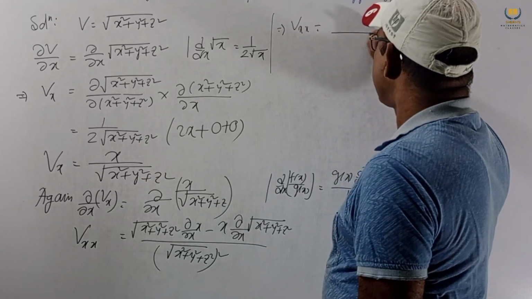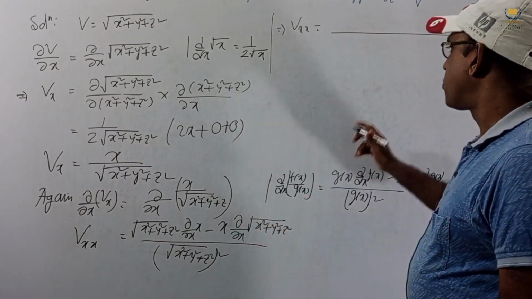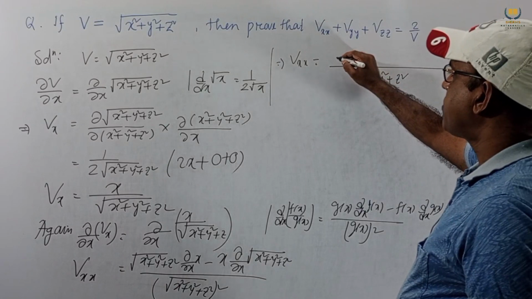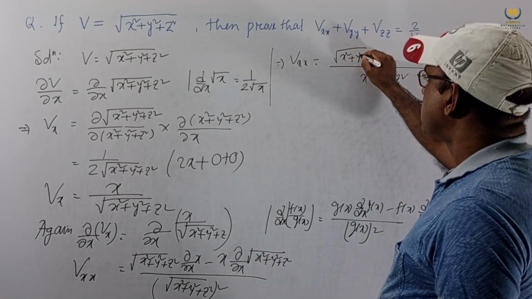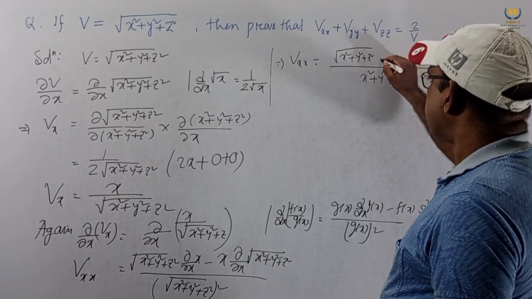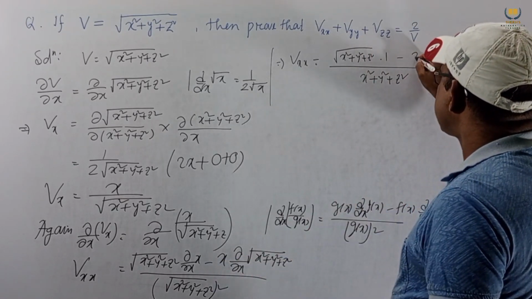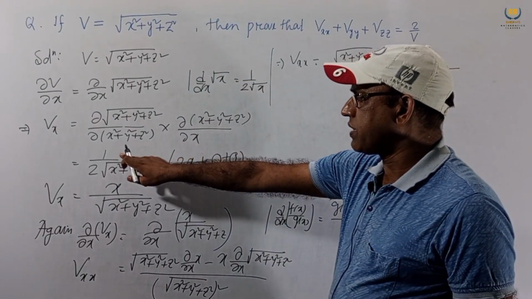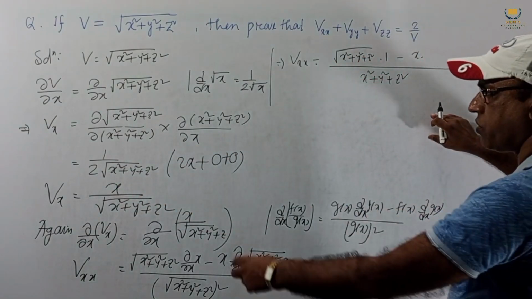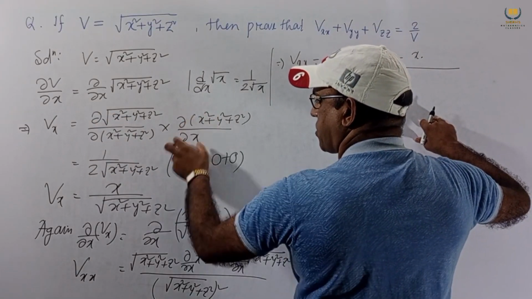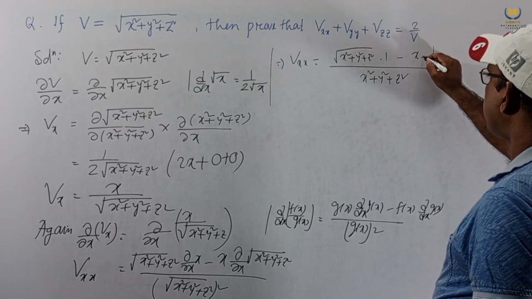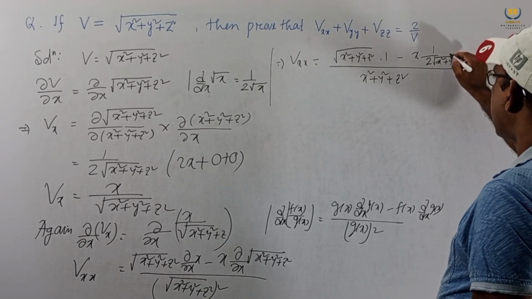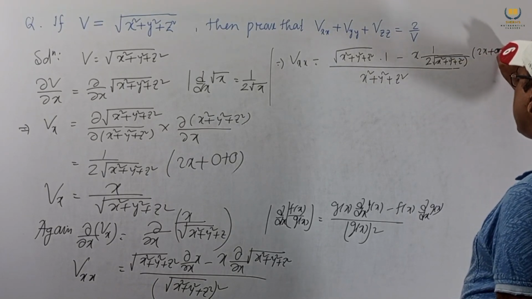Now this implies vxx equals denominator: root over and whole square, the root is cancelled, we get x square plus y square plus z square. In the numerator we get root over x square plus y square plus z square, and del x of x is 1, minus x times the derivative of the root. Again, using the chain rule or directly, we can write this result. We know the derivative of root x, and after calculation we get the direct result, putting here 1 by 2 root over x square plus y square plus z square, and this is 2x plus 0 plus 0.